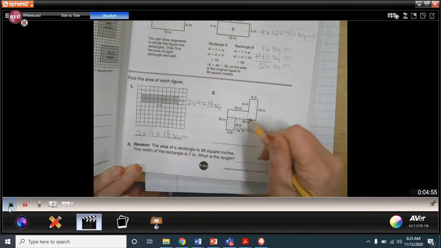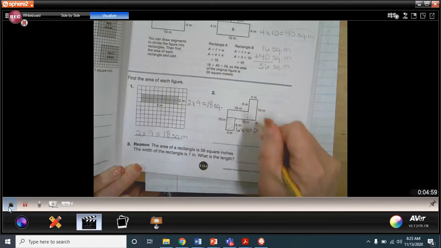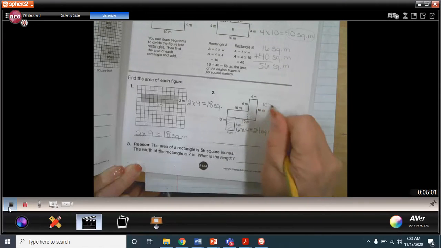Now, for this rectangle right here, I know that I have 10 rows and I have 4 in each row.